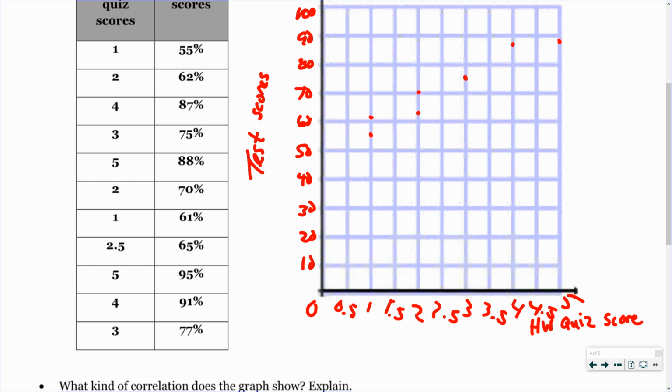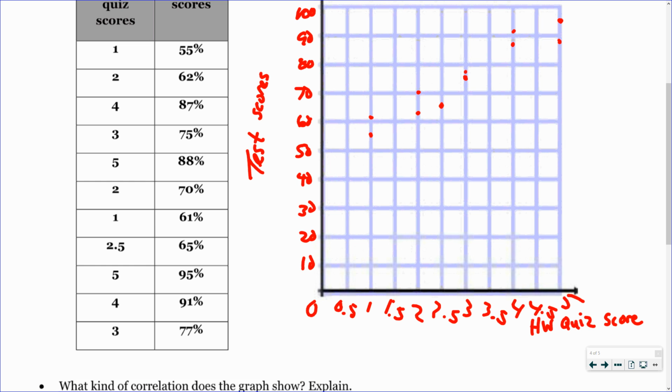2.5.65. 5.95, that should be right in the middle. 4.91. And 3.77, just above this guy. Alright, so there's our guy.